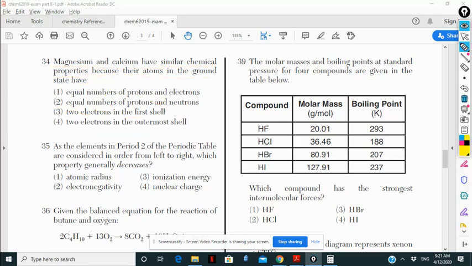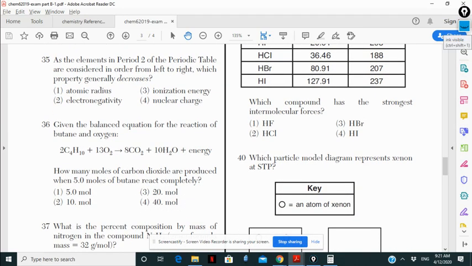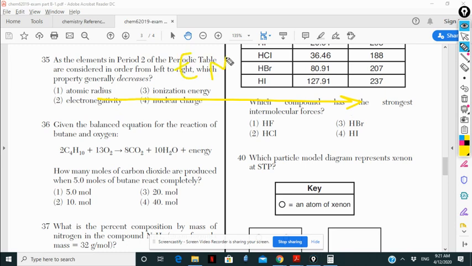Question number 35. As the elements in period 2 of the periodic table are considered in order from the left to the right, this is the order for the period. Electronegativity increases, ionization energy increases, and radius decreases. Now, which property generally decreases? I just wrote everything. It's the atomic radius. So the answer is going to be number 1.